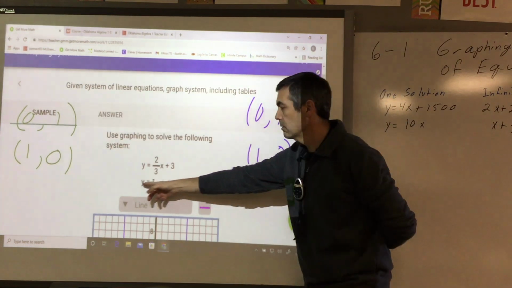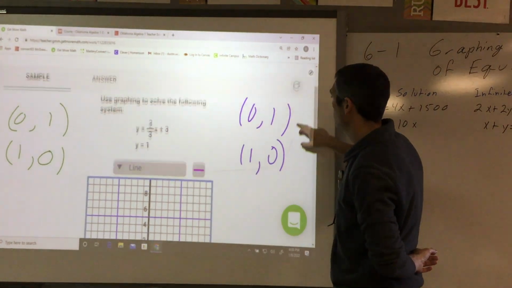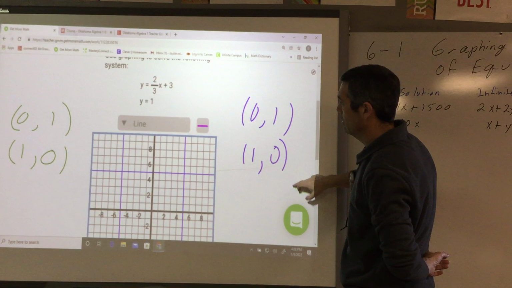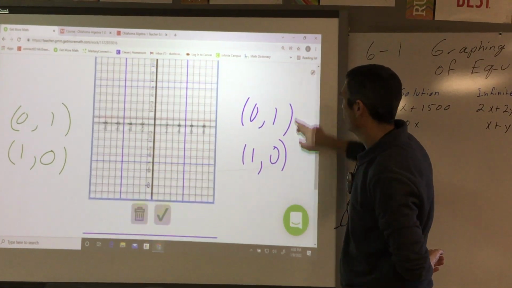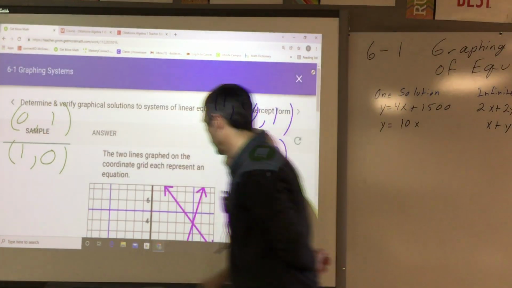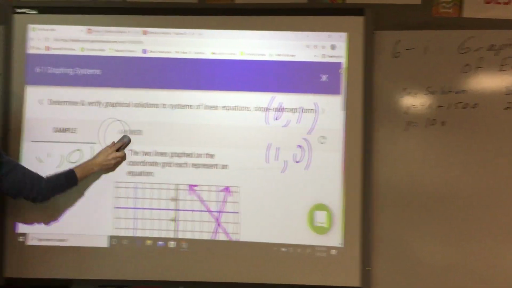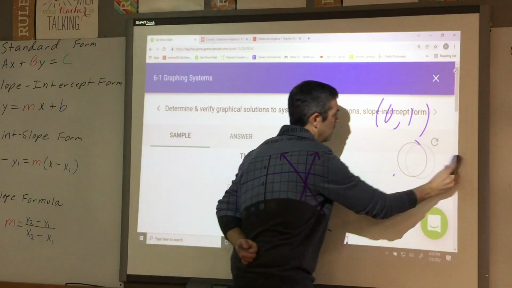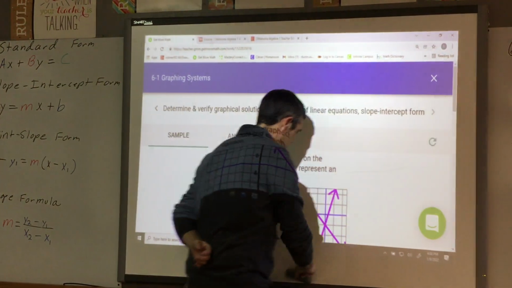Yeah, same thing there. Plug in the y. Our y is always going to be 1. Okay? You got to be able to graph those. You should be able to do this. Okay, we've done plenty of graphing. All right. Next thing.